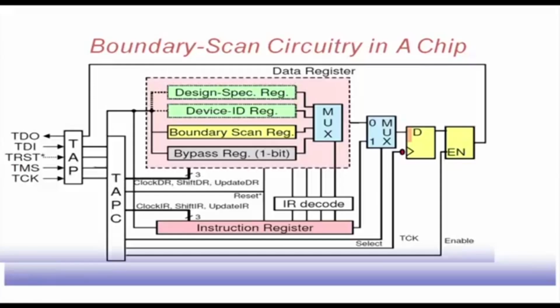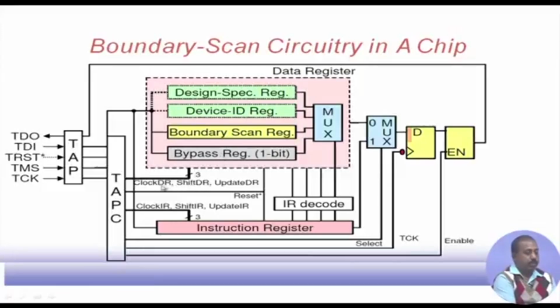So, this is the boundary scan circuitry of a chip, in a more detailed structure. In the test access port, we have these lines: TDI, test data input; TDO, test data output; TMS, test mode select; the test clock; and an optional reset signal, TRST. That goes to the TAP controller, which also gives the clock. We have registers like the boundary scan register, device ID register, design specific register, and the bypass register.